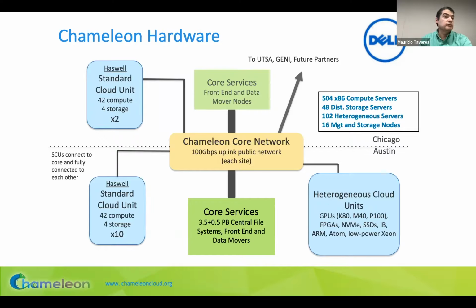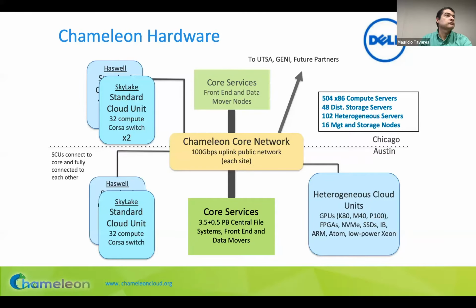As you see, even originally we had some GPUs, FPGAs, and other processors. Later on, after 2017, we added Skylake nodes and Corsa switches, which allow you to do more network research, as we mentioned before.